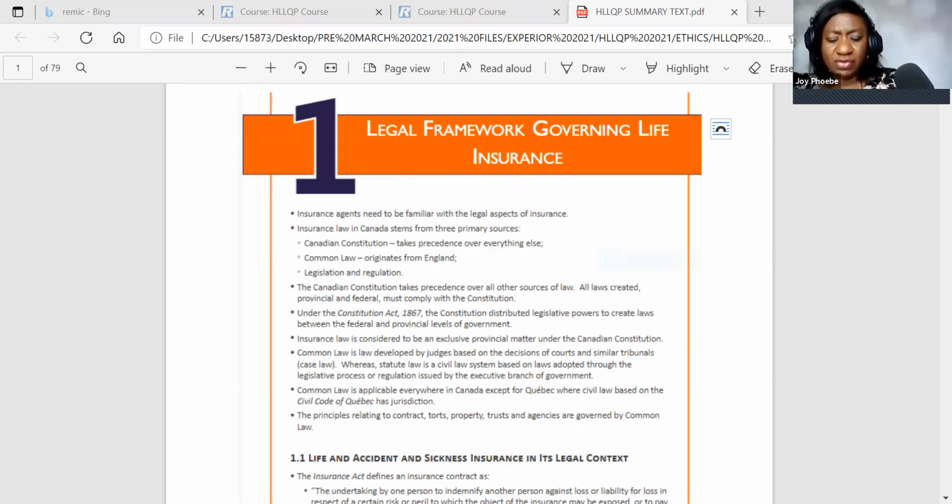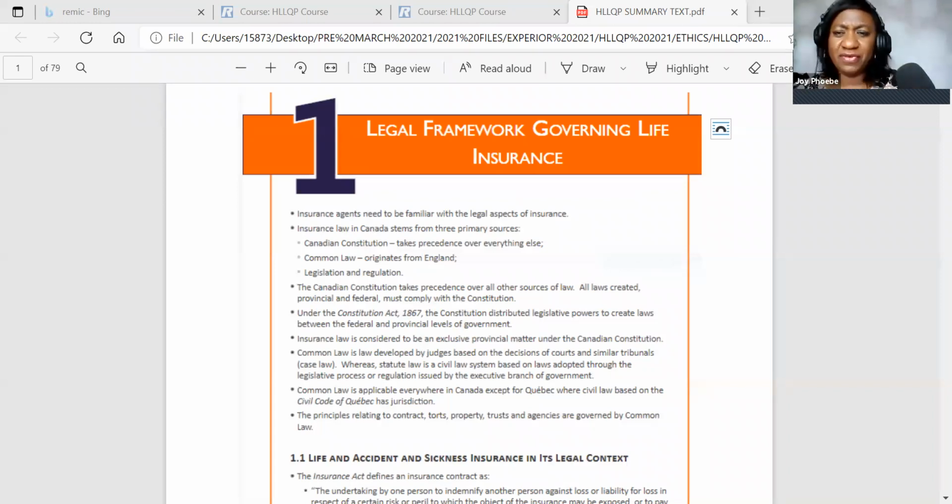But now moving on to life and accident and sickness insurance in its legal context. The Insurance Act defines an insurance contract, and I'm going to put it in my own words. An insurance contract is a situation whereby the insurance company agrees to indemnify the insured in the event that the risk insured against happens. In exchange for the insurance company agreeing to take care of that risk, the insured pays a premium.